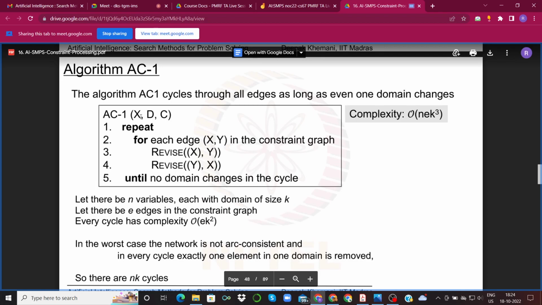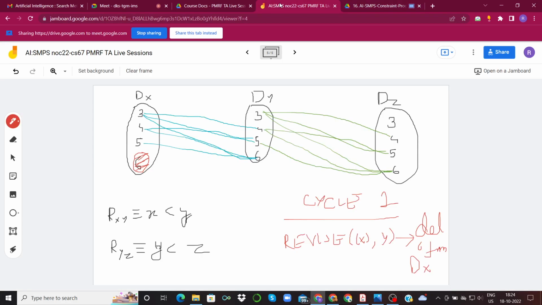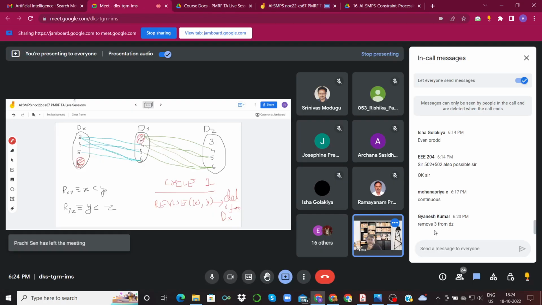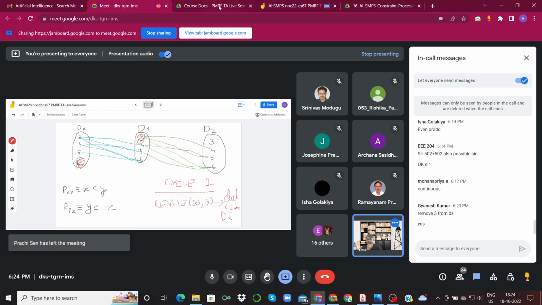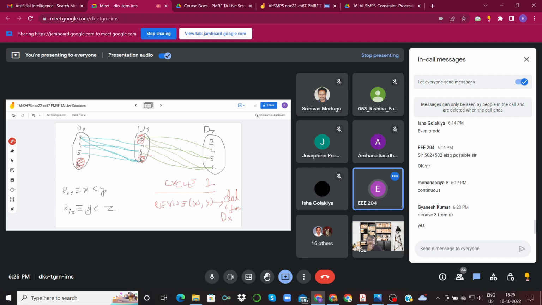This is the AC1 algorithm. So we start with the constraint CSP problem. In the constraint graph, for each edge xy, we do revise xy and then revise yx. So here what will happen, we will first remove 3 from dy, right? Do you agree with me? Yes, sir. Great. So we do revise y comma x, and since 3 from dy is not connected to any element in dx, this is removed, and then we will do revise y comma z this way, right? And then 6 will be removed. Do you agree with me? Once explain again.